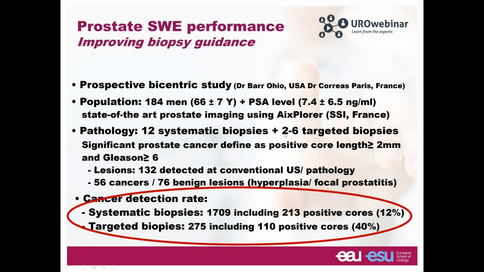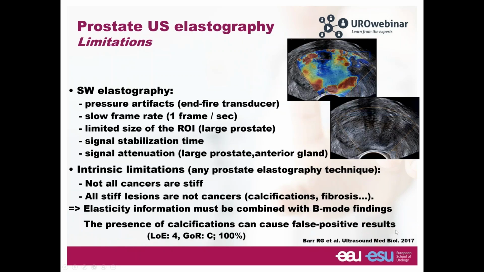We can also improve biopsy guidance directly on the stiffer areas, and you see that in this study we found that systematic biopsy cancer detection rate was only 12%, while targeted biopsy on the stiffer areas was almost 40%.